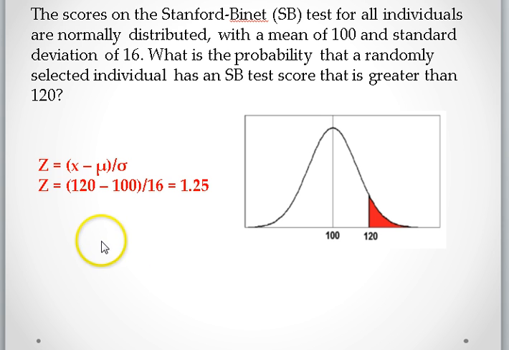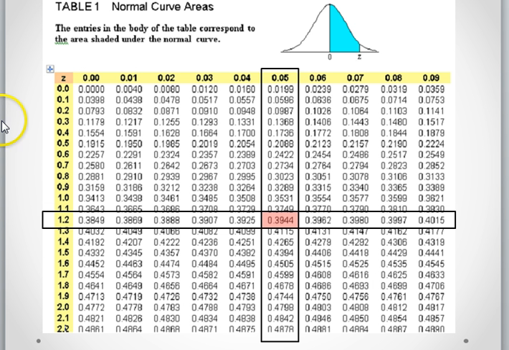The formula for z-scores is the score, x, minus the mean, mu, divided by the standard deviation. In this situation, we have 120, the score, minus 100, which is the mean, divided by the standard deviation, which is 16, which is 1.25. In other words, a score of 120 is 1.25 standard deviations greater than the mean. Go to the normal table, find the z-score, the standard deviation score of 1.25, gives us a probability of 0.3944.